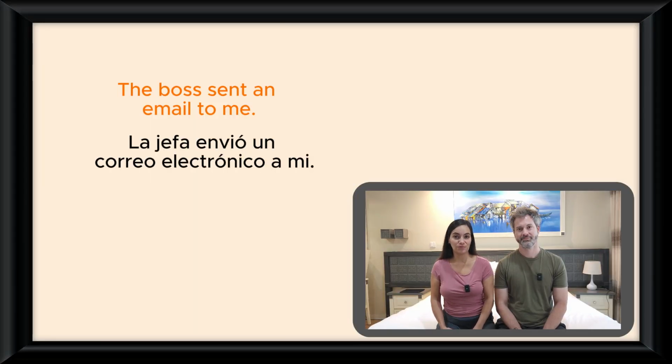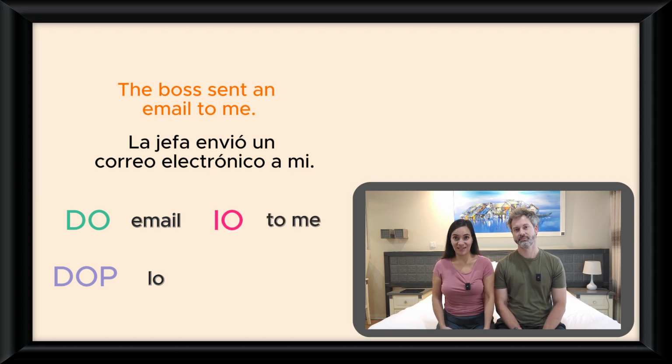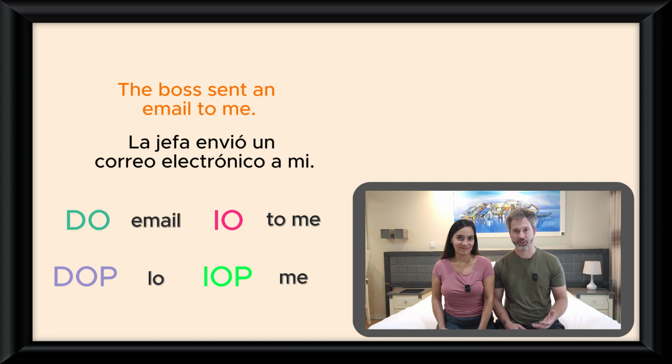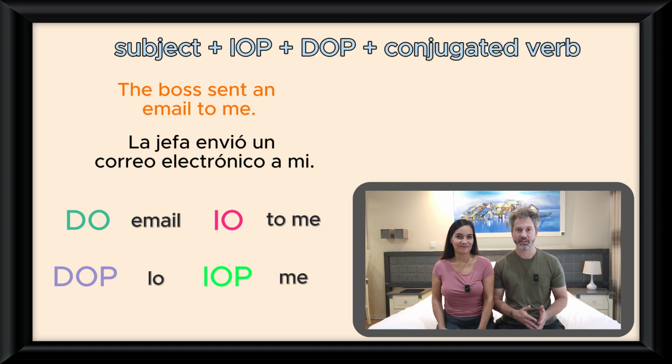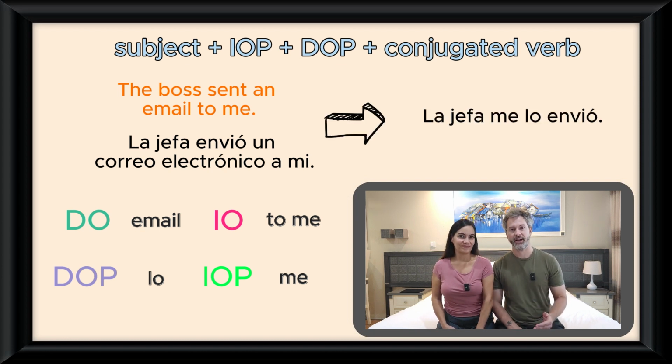For example, if we say, the boss sent an email to me, we ask, what did the boss send? An email. So email is the direct object. It's masculine and singular, so the direct object pronoun is lo. Now we ask, to whom did the boss send the email? To me. So that's the indirect object, and the indirect object pronoun would be me. So following our structure of subject and then indirect object pronoun, direct object pronoun, and verb, we would get la jefa me lo envió.